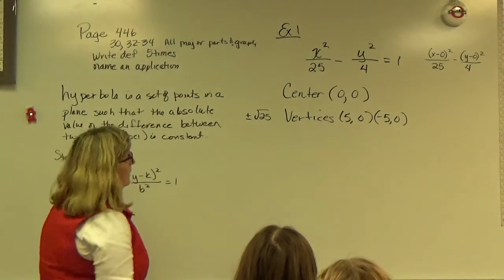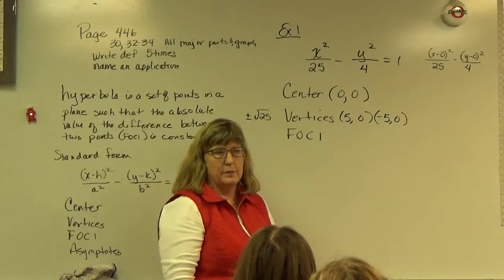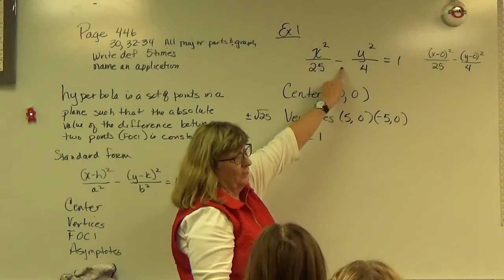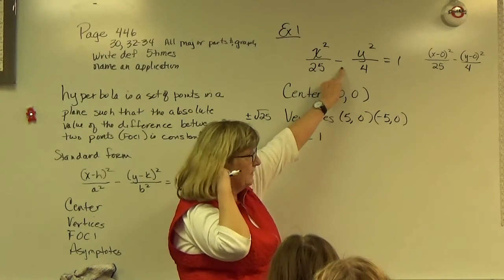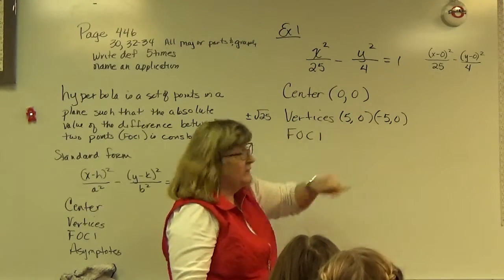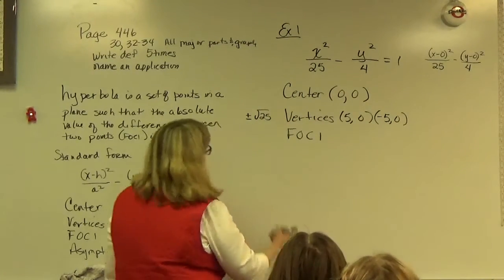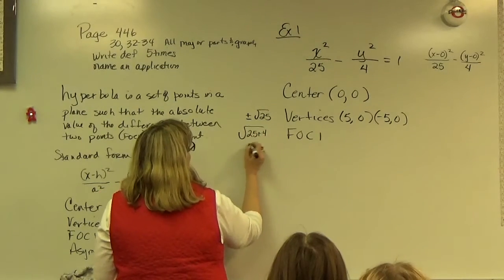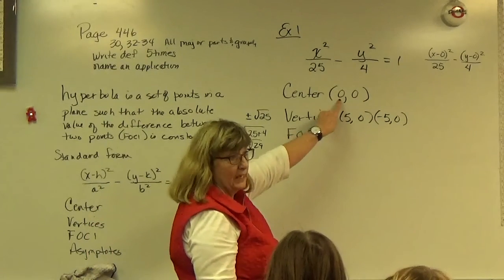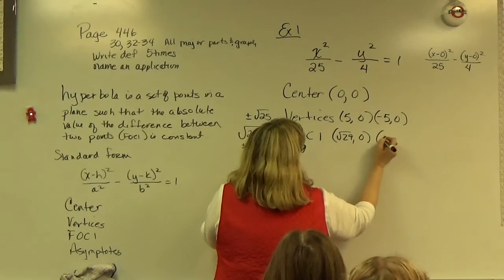That's a difference from the ellipse. Okay, next is the foci. To get the foci, what did you do on the ellipse? I'm giving you a hint. You subtracted them to get your foci on the ellipse. What do you think you're going to have to do on the hyperbola? Add them. You do the opposite of what's here. Okay, so 25 plus 4 is 29, so plus or minus the square root of 29 is going to be added to your center again, the x value. So 0 plus the square root of 29, and 0 minus the square root of 29.